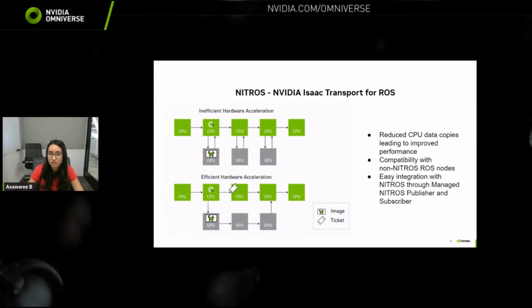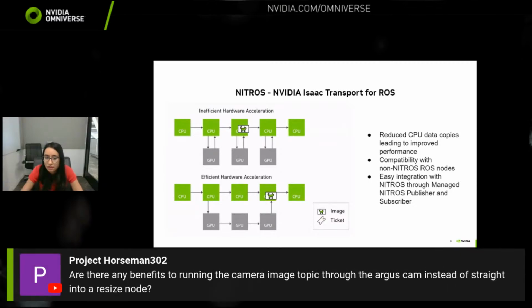I see a question in the chat. I think we can take it up at this point and then continue. It says, are there any benefits to running the camera image topic through the Argus cam instead of straight into a resize node? Good question. And for those who may not know, just for context, we do have an Isaac ROS Argus package. So I think this question relates to using that node and passing images through that package instead of straight into the resize node.